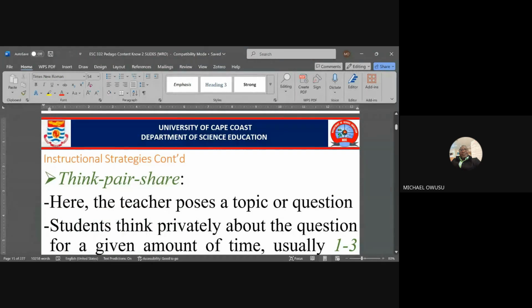There is what we call think, pair, and share. I think this one you have heard of before. Think, pair, and share. Have you? Yes, Doc. How is it like? Think, pair, and share. How is it like?